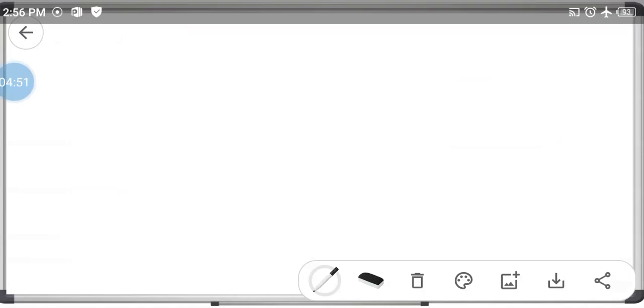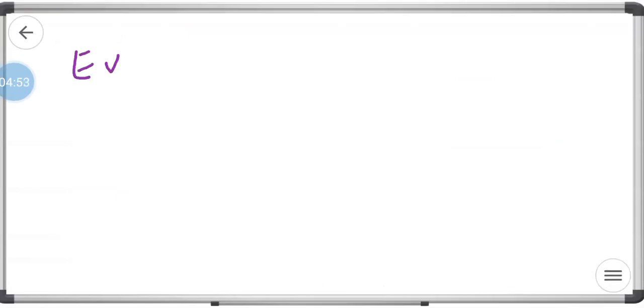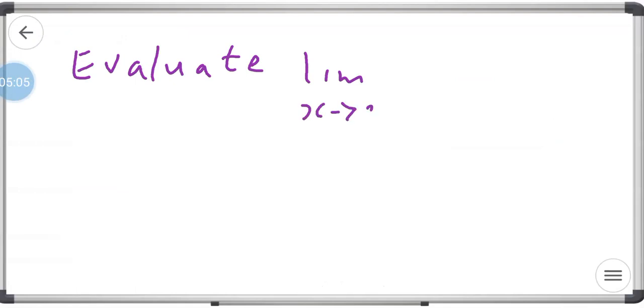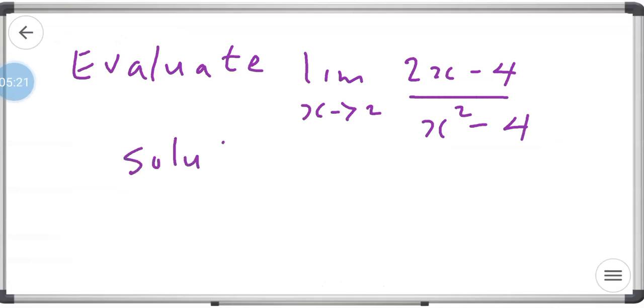The next question, evaluate lim, and we're told that here as well, x tends to 2. So we have 2x minus 4 all over x squared minus 4. Solution quickly. Take note, our x tends to 2.